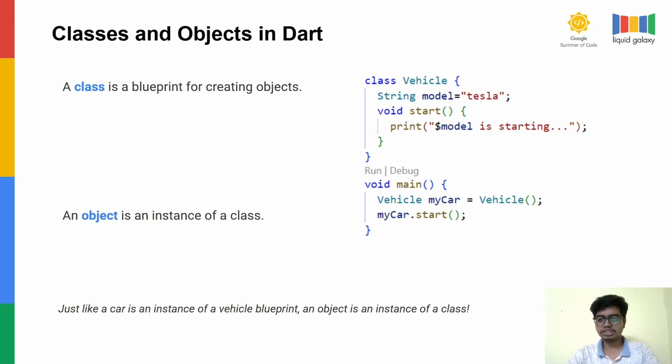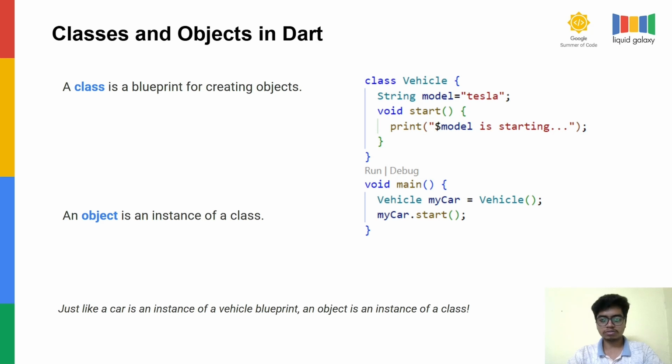Now I have demonstrated some code here. In Dart, we use the class keyword for creating classes. Here I've created a class named Vehicle, and there are some properties inside it. A model is a variable which stores Tesla, and there is a method called start. In classes, functions are basically known as methods. So that's why we are calling start a method.